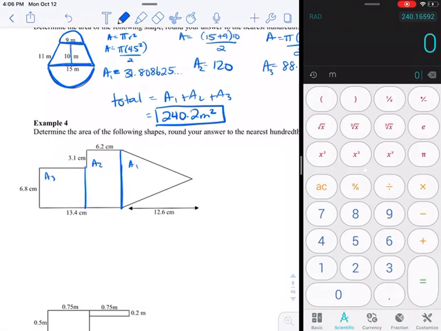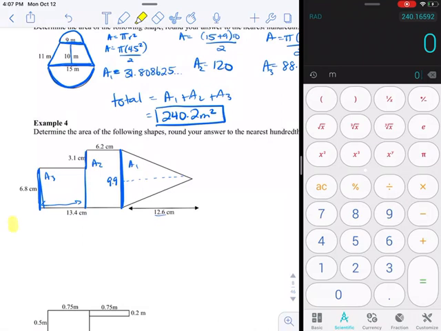We need to figure out this whole length. So if you look over here, 6.8 plus 3.1 would give us an entire height of 9.9. Okay, and that should be about all we kind of need to figure out, I think. We already have the height here, which is 12.6. We have this height. Oh, we do need to figure out this length here. All right, so the entire thing is 13.4, and this part is 6.2.